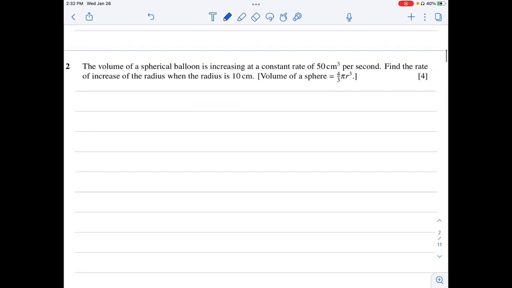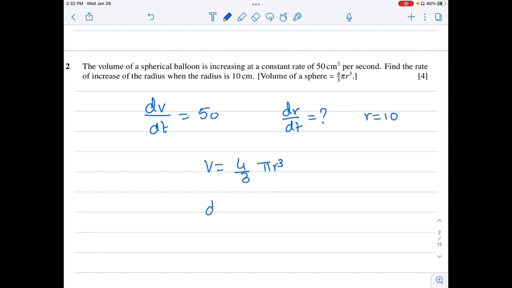Coming to the second question, the volume of a spherical balloon is increasing at a constant rate of 50 centimeter cube per second. So dV upon dt is equal to 50. Find the rate of increase of the radius, dr upon dt equal to question mark, when the radius is equal to 10. And the volume has been given as 4 by 3 pi r cube. So what do I get? dV upon dr equal to 4 upon 3 pi r cube, derivative is 3r square.